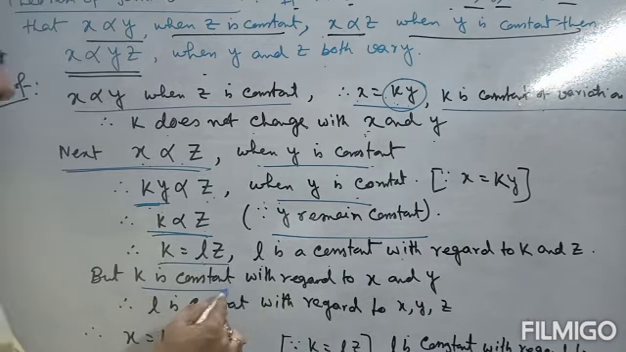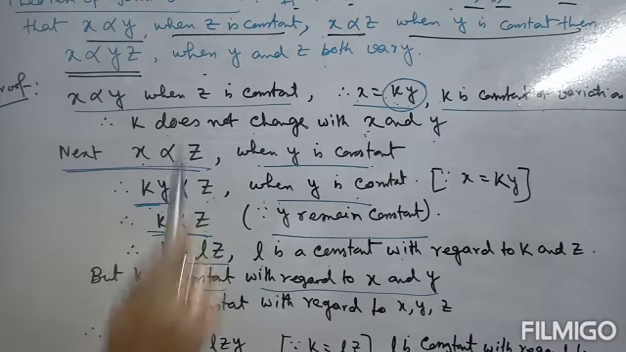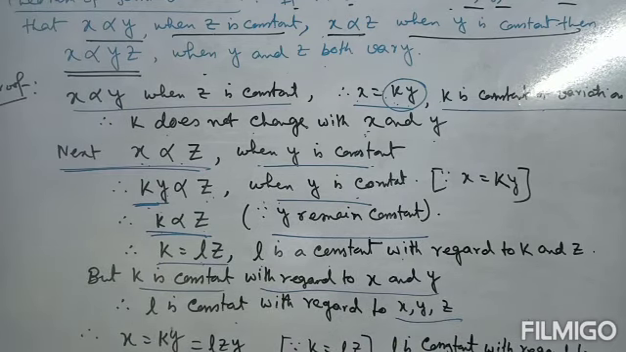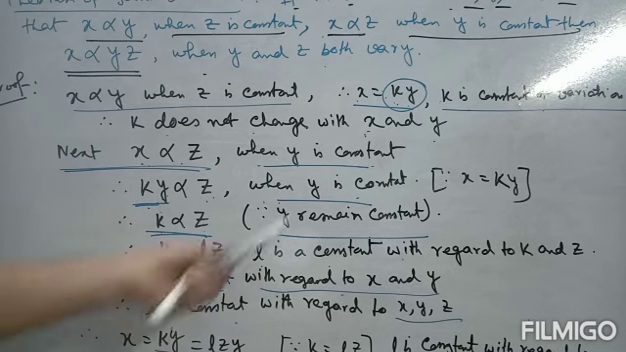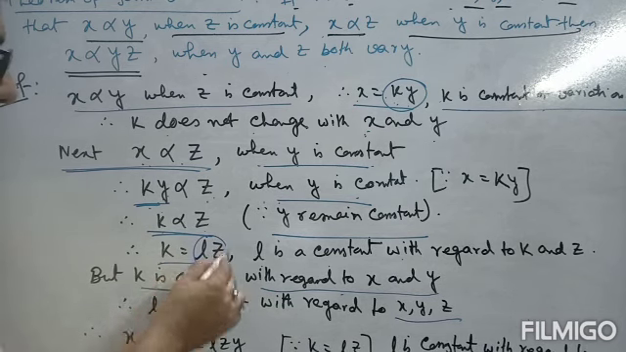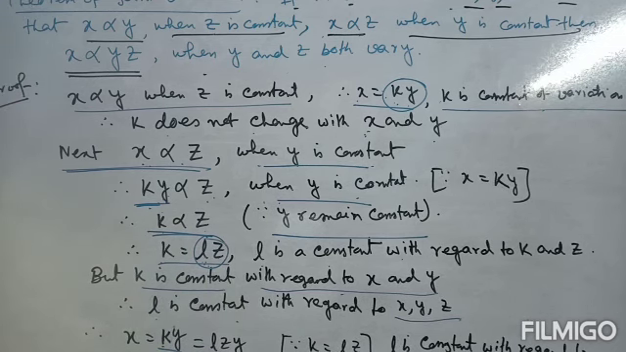But K is constant with regard to X and Y. K is constant with regard to X and Y, it is given. And L is constant with regard to X, Y, Z. Therefore, we can conclude K is constant with regard to X and Y, and therefore L is constant with regard to X, Y and Z. That means X is equal to K into Y. From this relation, we replace K by L into Z. Instead of K, we write L into Z.